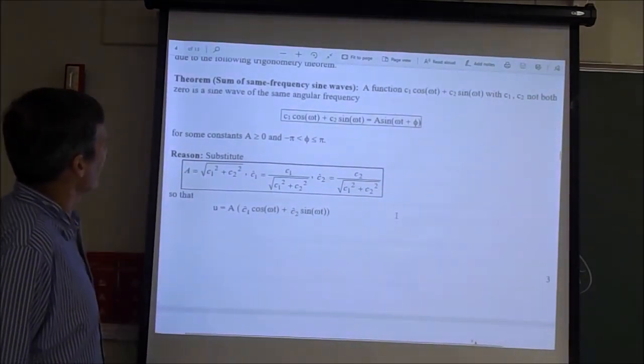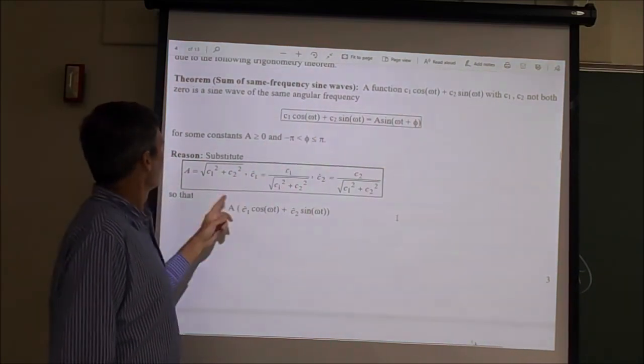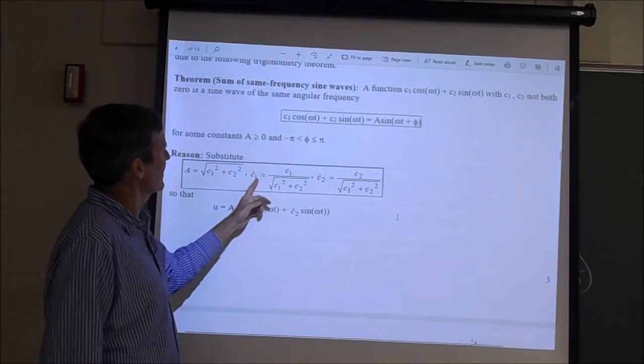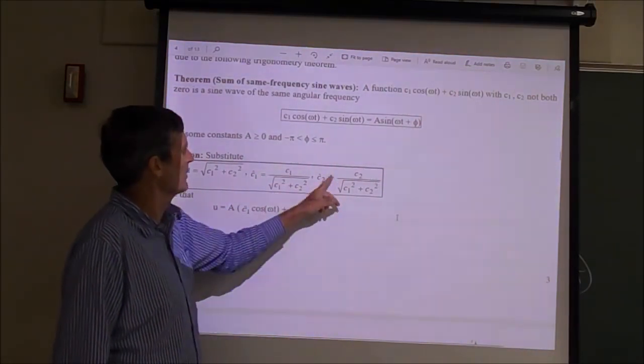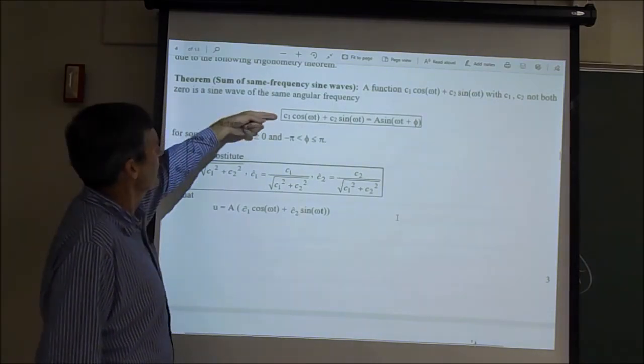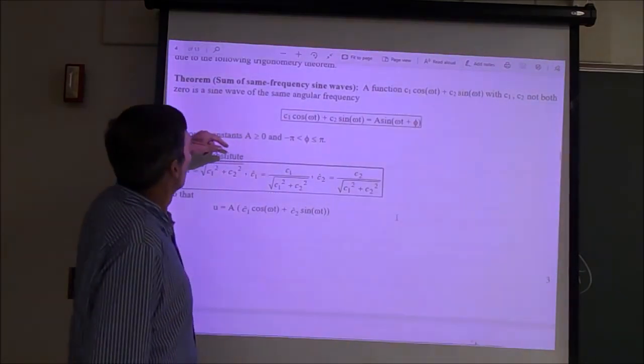It comes up from this. In this expression, you let A be the root sum square of C1 and C2. Let C1 hat denote C1 over the square root and C2 hat be C2 over the square root. Then you can rewrite u equals this. Let's see.